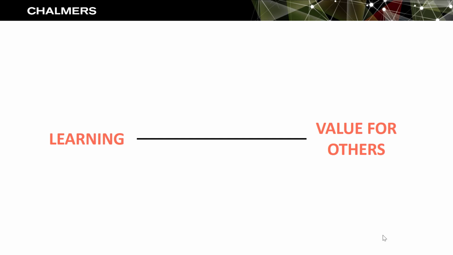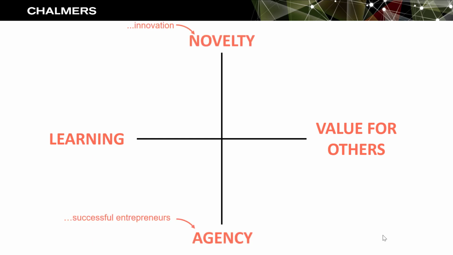So let's go back to our model construction here. We have learning versus value for others on one axis. But then we have another axis with agency and novelty. I don't believe in the trait theory of successful entrepreneurs, but one thing we can say about them is that they do have agency. They have acted to create value for others. And we also see that the more novel the value they create, the more we tend to call them entrepreneurs or entrepreneurial. So innovation also has something to bring here to this model.